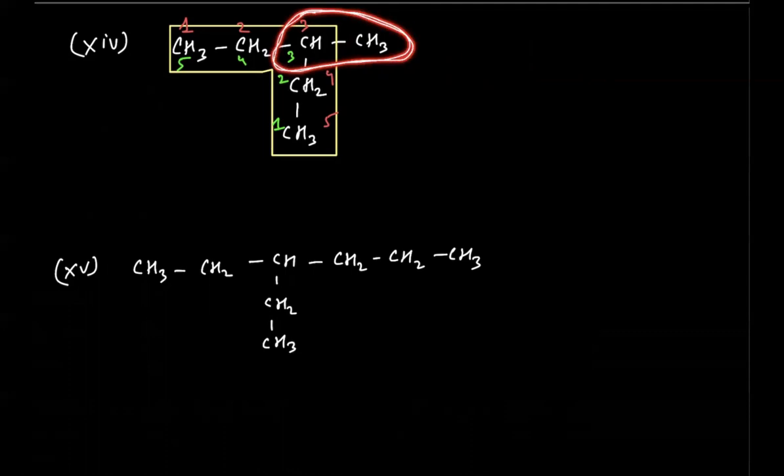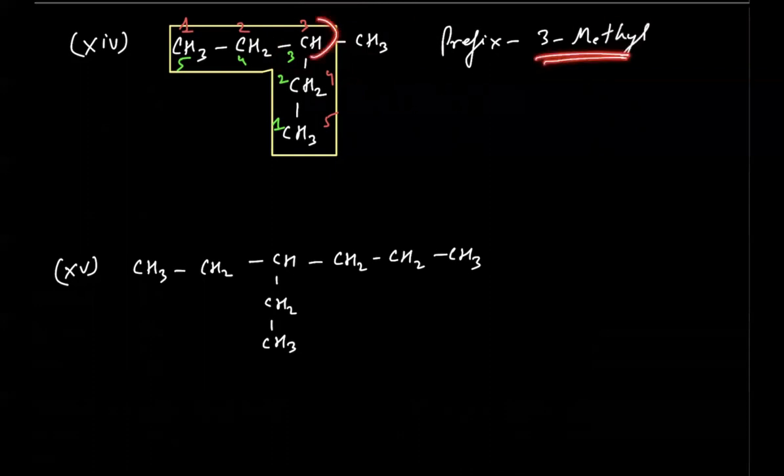So how will you name this? Methyl is our prefix now. Up until now we saw examples where you had a word root and the suffix. Now we'll have a prefix. So the prefix is 3 methyl, because 3 is the position and methyl is the group name.